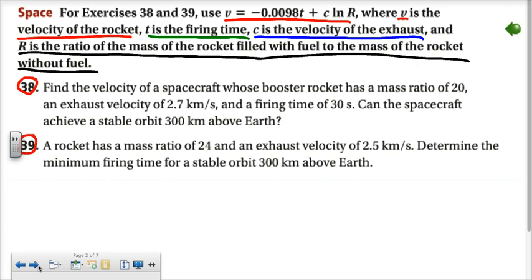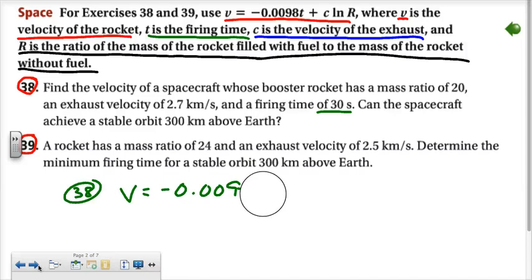So for number 38, it says, find the velocity of a spacecraft. So I know I'm supposed to find v. So I'll just start writing the rest of this down, 0.0098. And now I'm looking for t. And again, t stood for the firing time. So I keep reading. It says it has a mass ratio of 20 and exhaust velocity of 2.7. There's what I need. There's that firing time. So put that little 9.8 up here, and then the 30 seconds.